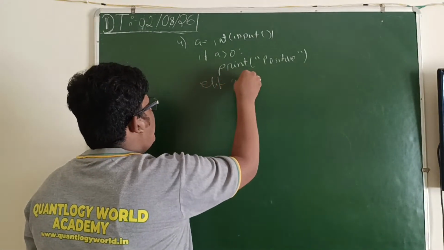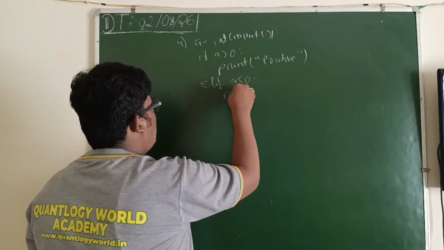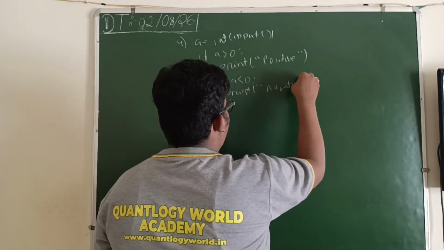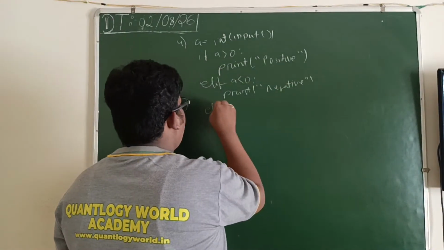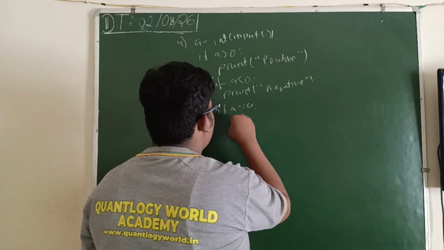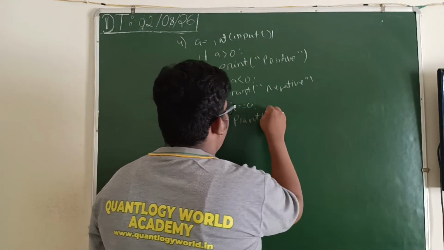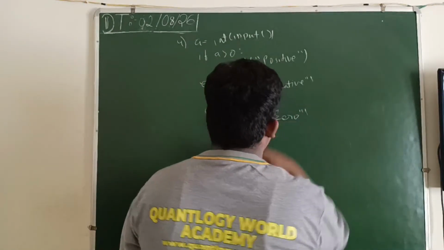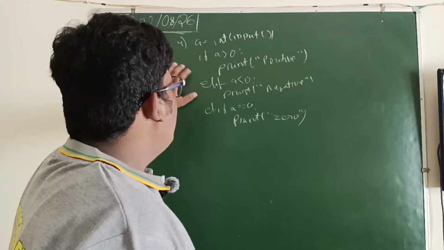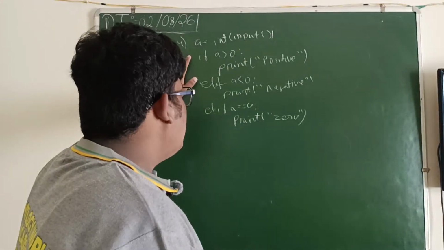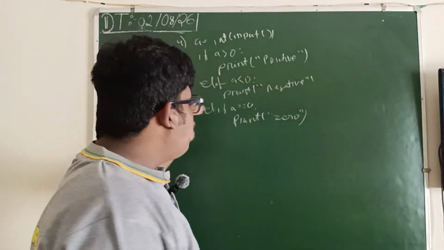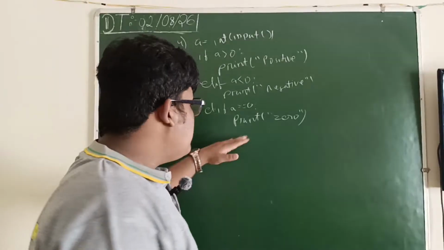And if A less than 0, print negative. Then again elif A double equal to 0, print 0. So these are the three conditions. If A greater than 0, then we have to print positive. If A less than 0, then we will print negative. And if A double equal to 0, then we print 0.